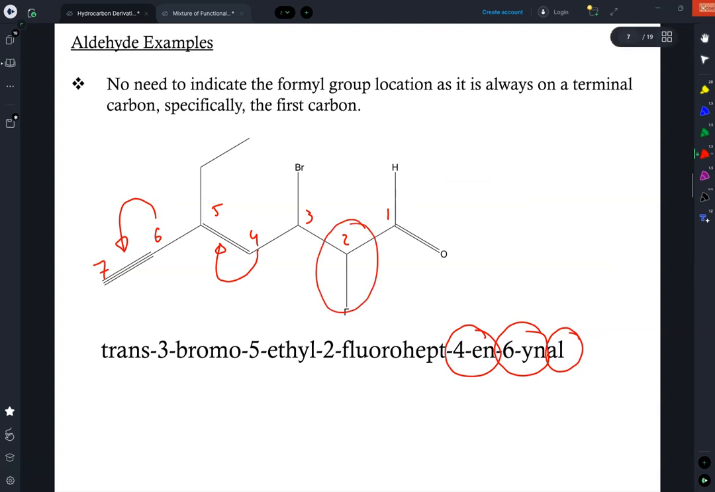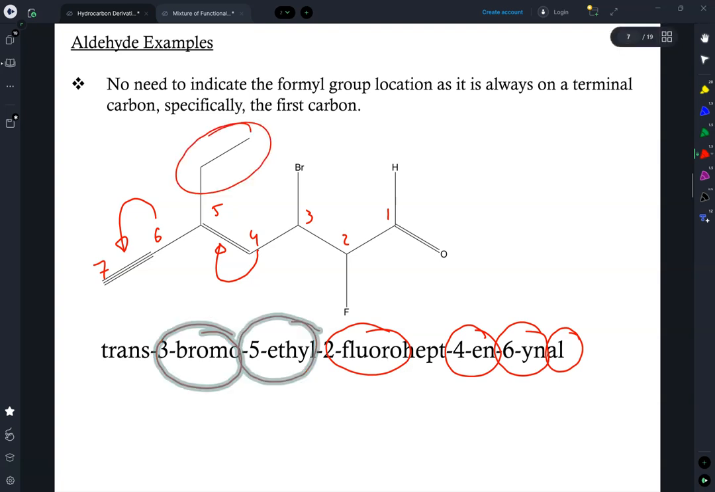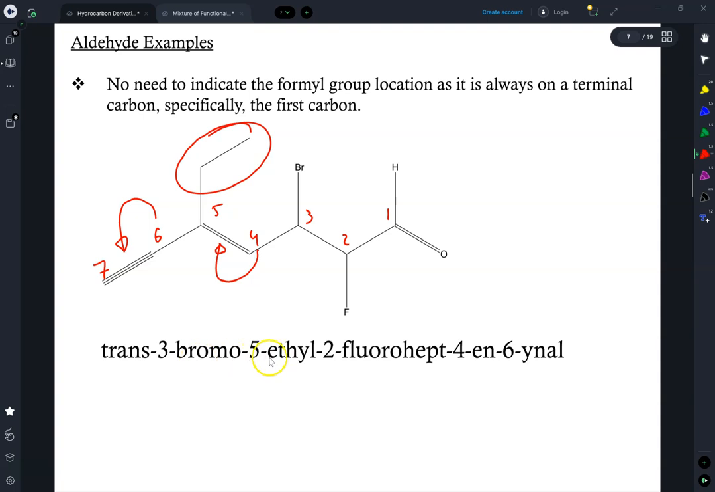On the number 2 carbon there's a fluorine, so 2-fluoro. On the number 3 carbon there's a bromine, so 3-bromo. And on the number 5 carbon there's an ethyl branch. And there we have it. 3-bromo, 5-ethyl, 2-fluorohept-4-en-6-yn-al.